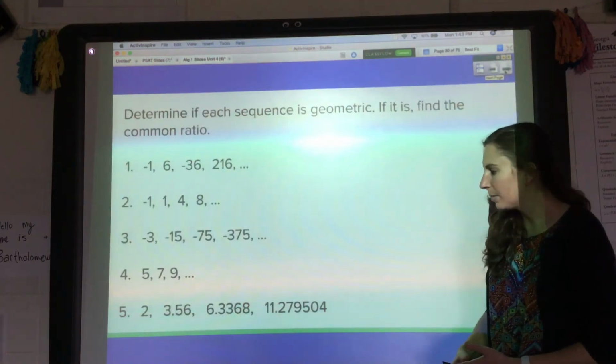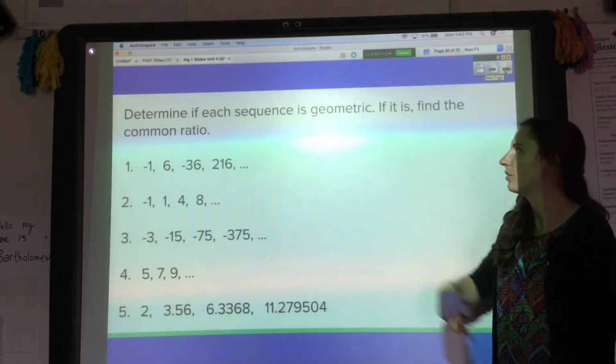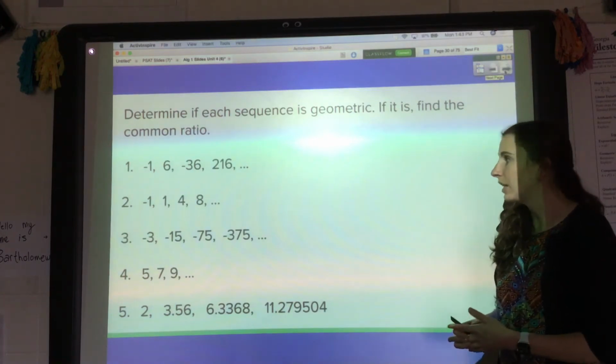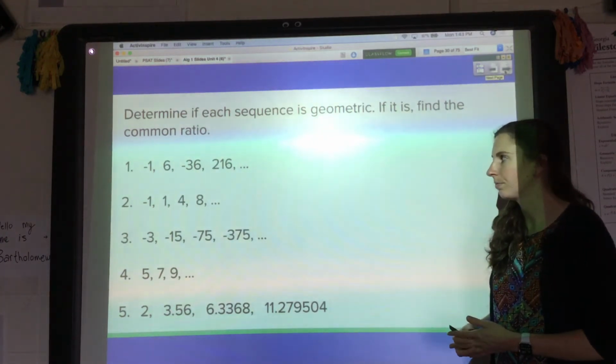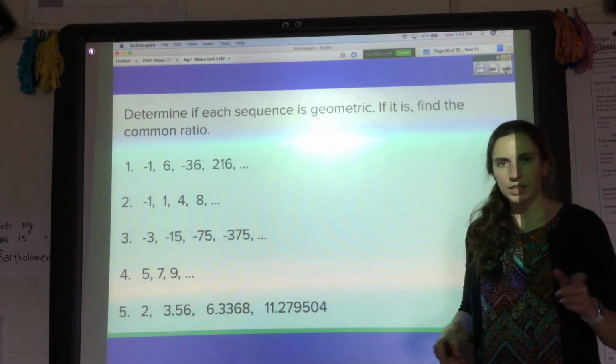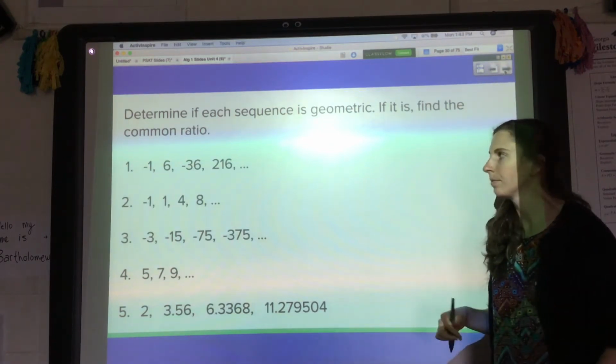Okay, so take some time and try these. See if you can figure out if it's geometric, and if it is, find the common ratio. So pause the video and try that, and then you can watch me go over it.